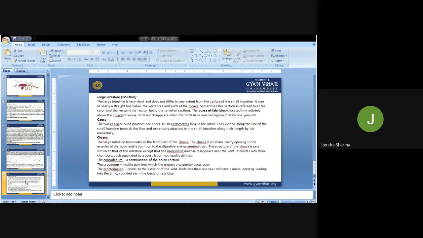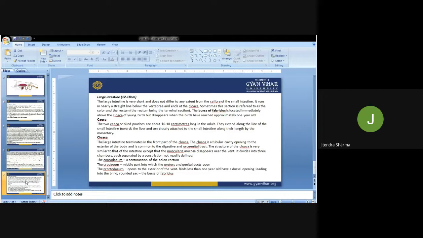The two ceca or blind pouches are about 16 to 80 centimeters long in the adult. They extend towards the liver along the line of the small intestine and are closely attached to the small intestine along their length by the mesentery. Then the final part, the vent, which we also call the cloaca. The large intestine terminates at the front part of the cloaca.